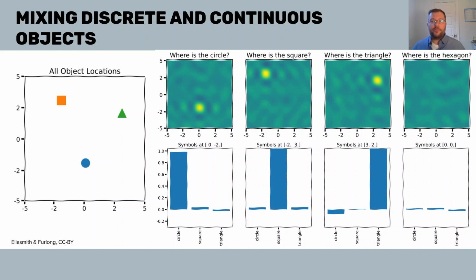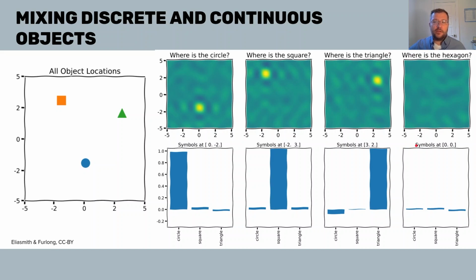Here we have a map with a circle, square, and a triangle distributed about the space. We bind these shapes with their coordinates and we make a map. And when we query that map for the circle, we can see that there's a hotspot located here at the coordinate of the circle. This is also true for the square and for the triangle. But if we query for a hexagon and there's no hexagon on the map, then we see that we basically get no similarity across the space.